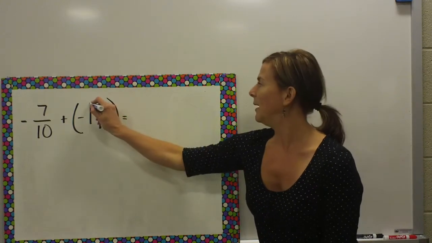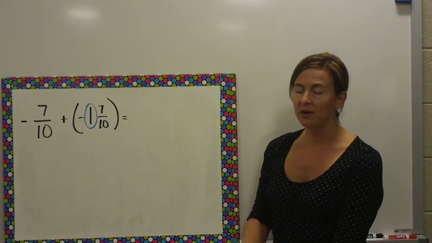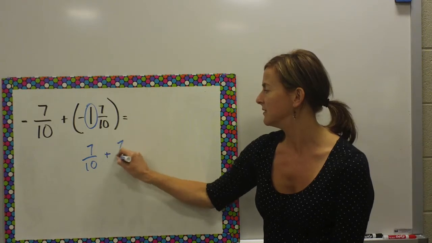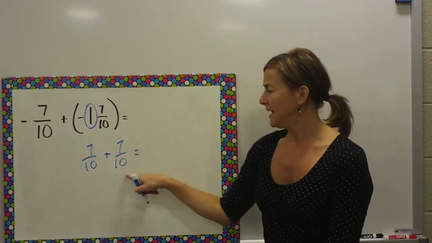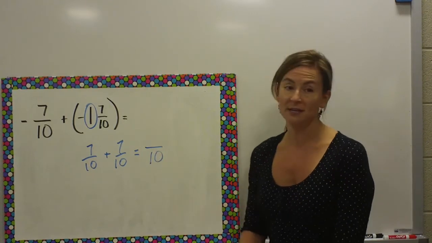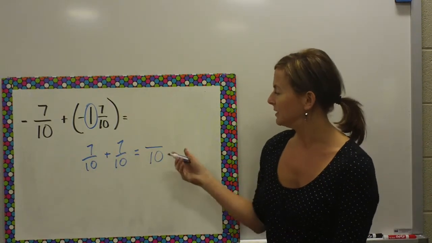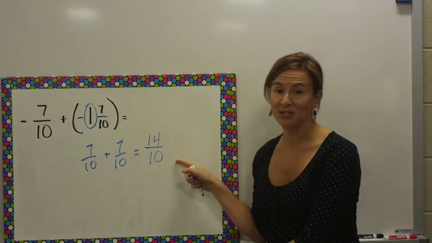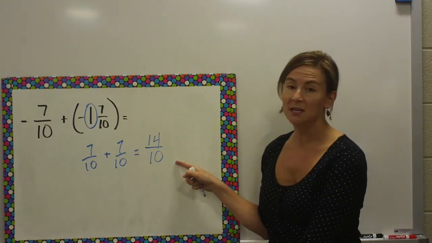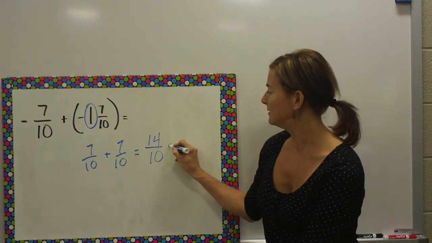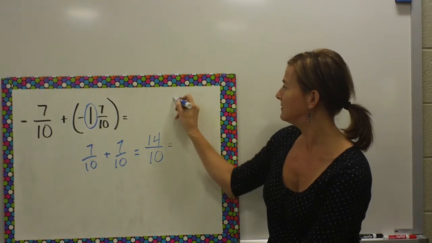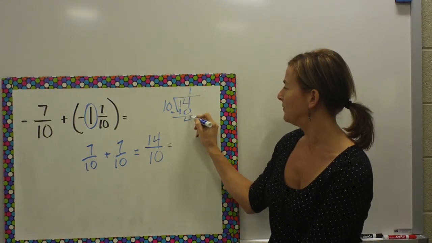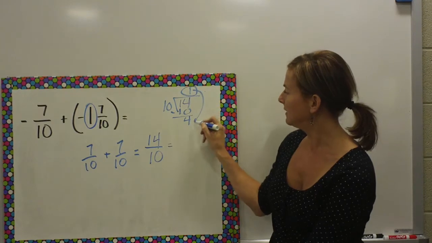I'm going to start by holding on to my whole number and ignoring it. So I'm going to add 7/10 plus 7/10. Because I have a common denominator, my denominator will stay 10. I add 7 plus 7, which is 14. Now I have an improper fraction, and so I want to rewrite improper fractions as mixed numbers. To do that, I'm going to divide. 14 divided by 10, I can get 1, and I'm left with 4. So I have 1 4/10.